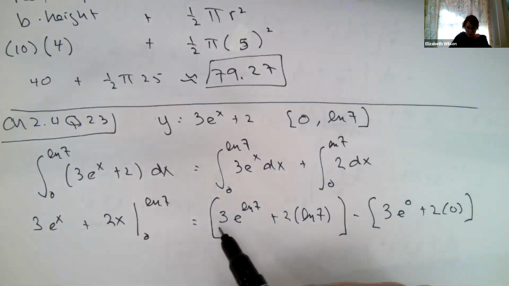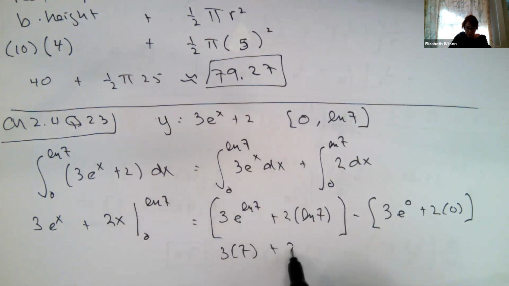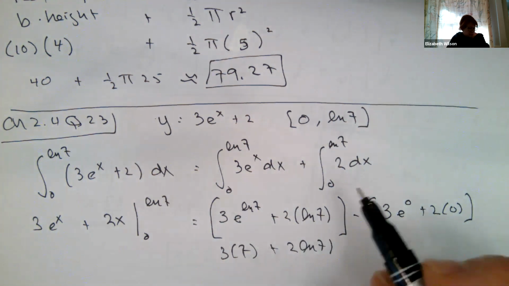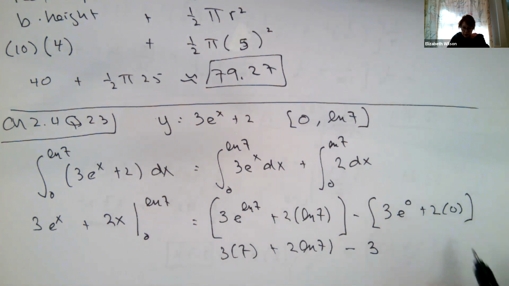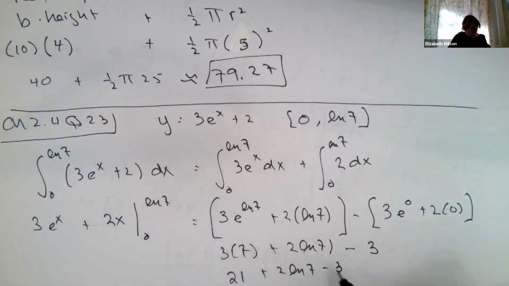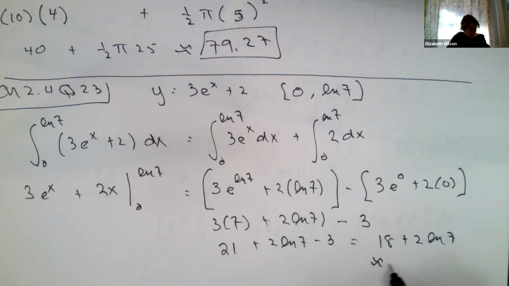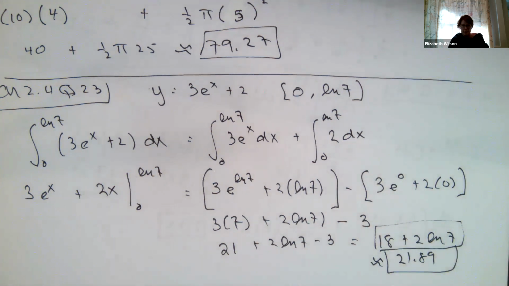Okay, so let's go ahead and do this. So 3e to the ln becomes 3 times 7, right? Plus 2 ln of 7, minus 3e to the 0. Well, e to the 0 is just 1, so that's minus 3, and this is 0. Okay, so basically we've got 21 plus 2 ln of 7 minus 3, which is going to give us 18 plus 2 ln of 7, which is approximately 21.89. You can leave it like this, or you can come out like that. Either way is fine.